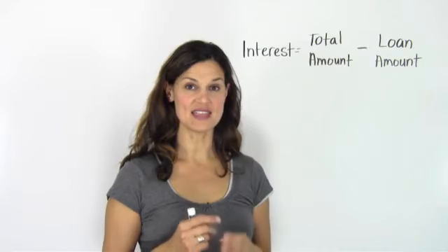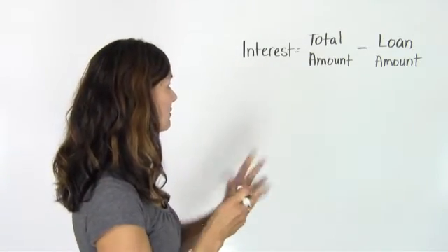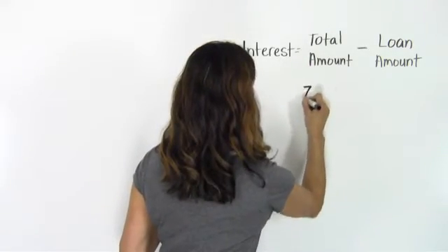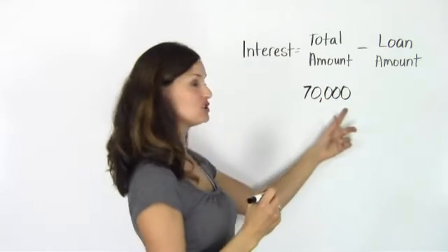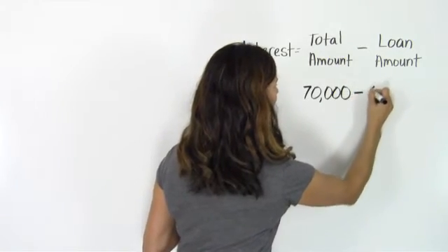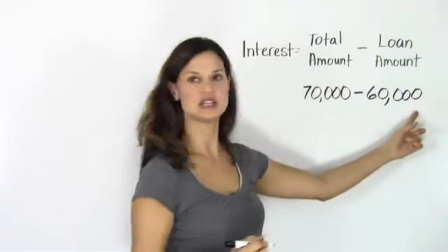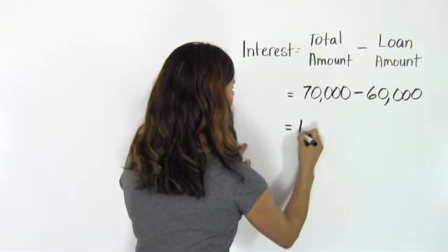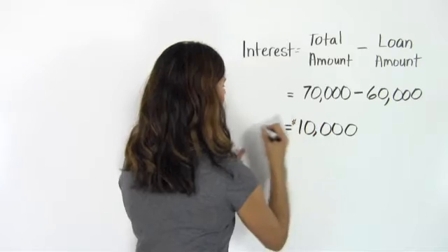So to calculate the amount of interest, we can take the total amount paid back to the bank. In our case, she paid back a total of $70,000 minus the loan amount of $60,000 that she borrowed for college. And we can see that on this loan, the interest paid was $10,000.